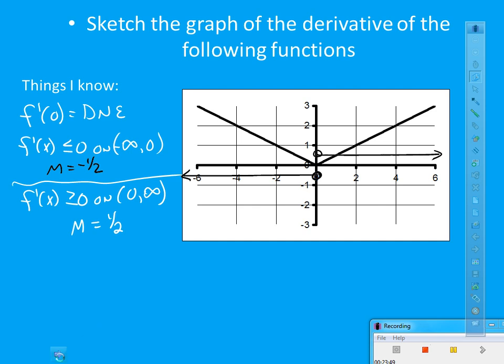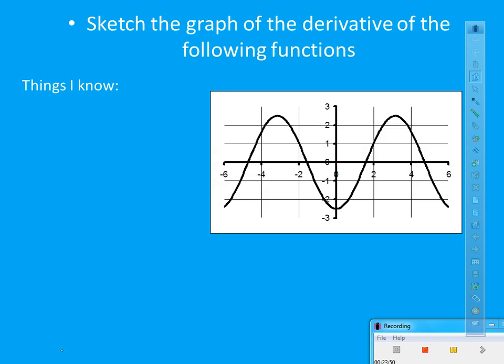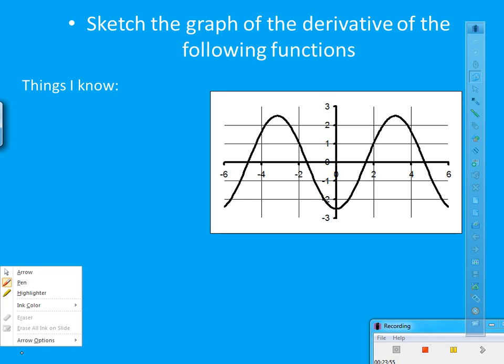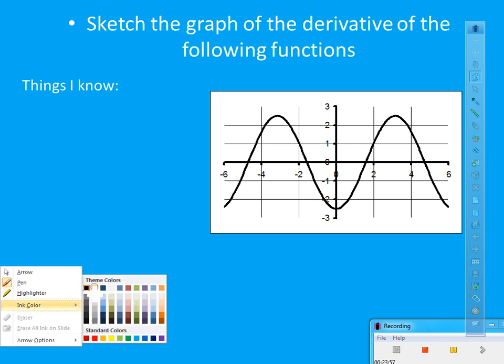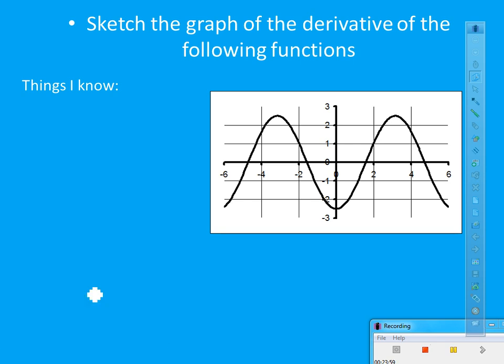Here's my next one. That's an ugly graph, but just start picking out the things that you know, and I don't think it'll be too bad. Here's some things that I know. I know that f prime here, here, and there, those 3 places, the slope is 0.